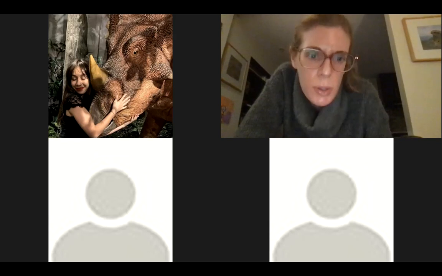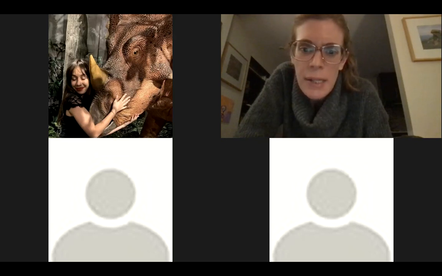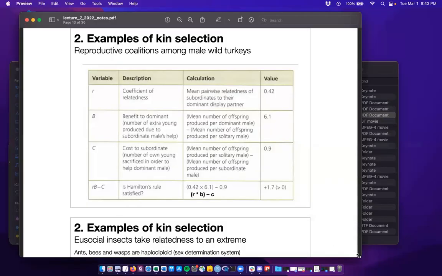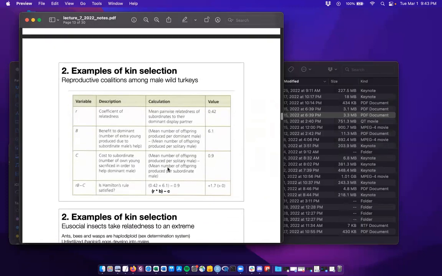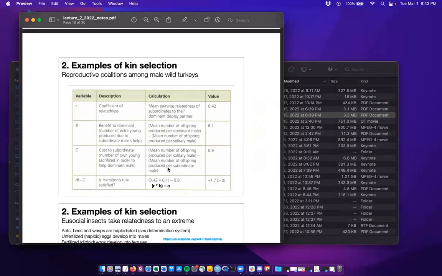Exactly. Right. Okay, so I'm just going to that slide. The idea is that the dominant turkey is going to reproduce, and the subordinate turkey, so people studied this and measured the relationships. They were often like brothers, but sometimes a little more distant than brothers. The average relatedness between the male coalition partners was 0.42. A lot of them were 0.5, but some were a bit less. So they were on average quite related.